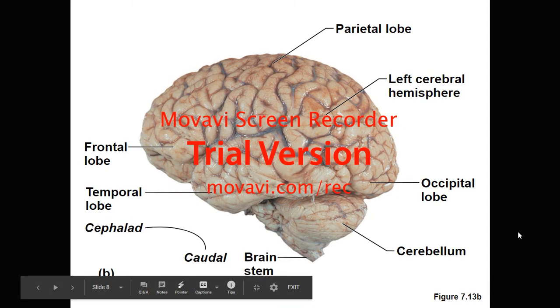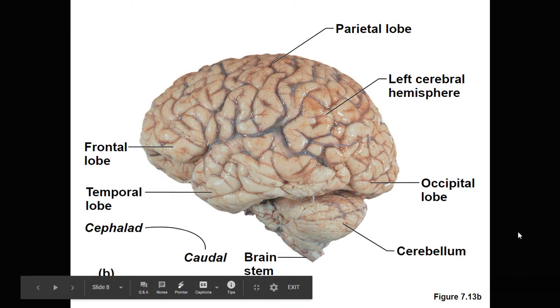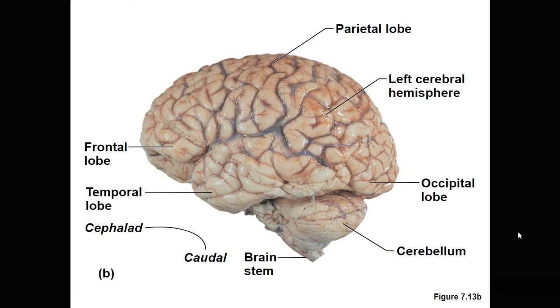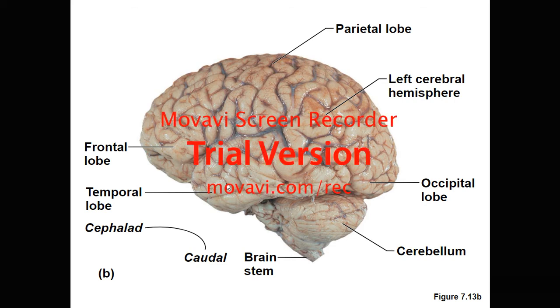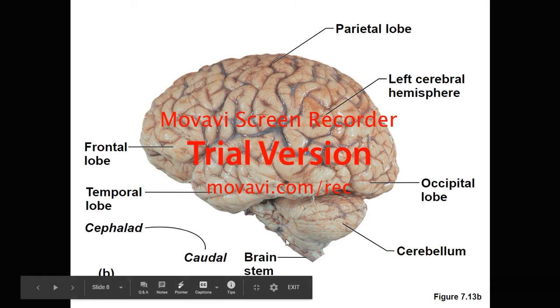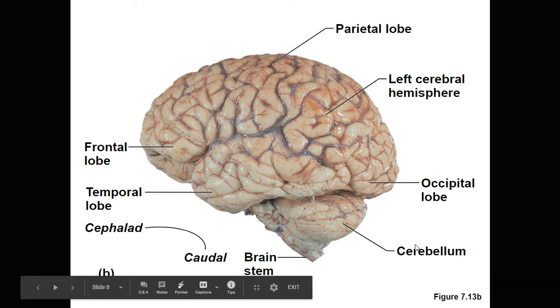So this is just a gross anatomy image of what we've been talking about. So you just see it in an actual gross anatomy image. So again, parietal lobe, frontal lobe, temporal lobe, occipital lobe, cerebellum, your brain stem.